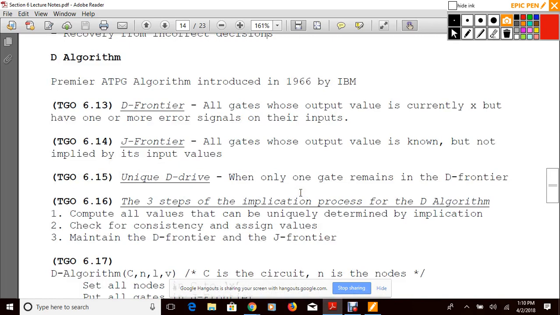We discussed these concepts of the D frontier, J frontier, and unique D drives. And then we have the 3 steps of the implication process for that D algorithm. We compute all the values that can be uniquely determined by the implication, and we saw that as I went through the whole circuit. Check for consistency in assigned values, and then maintain the D frontier and J frontier.